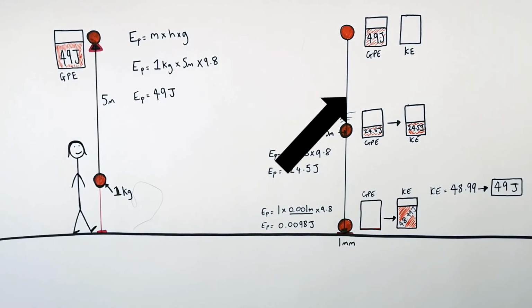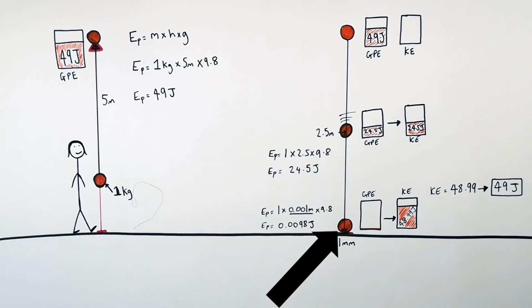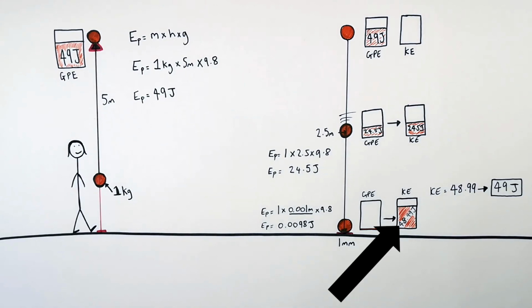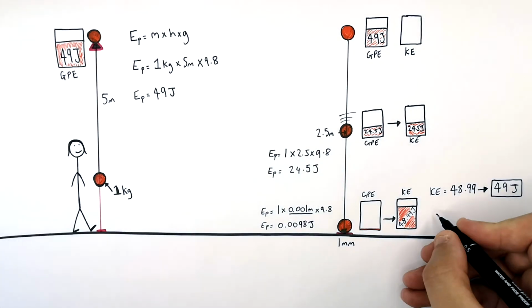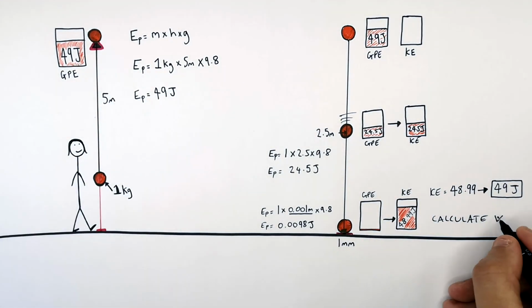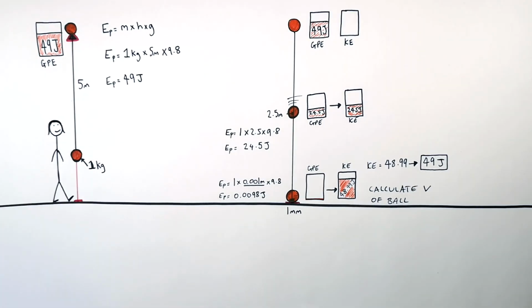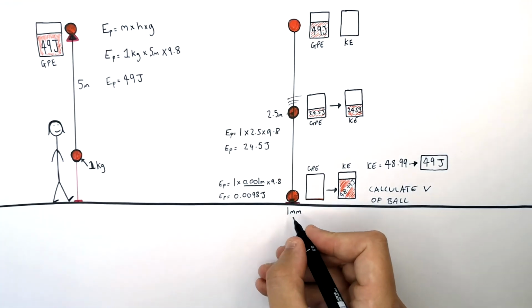So over the course of the 5 meters the ball falls, the energy from its gravitational potential energy store, that's 49 joules, will be completely transferred into the kinetic energy store of the ball as it hits the ground. This is if there's no air resistance. We can use the kinetic energy stored in the ball to work out the speed of the ball as it hits the ground. So we want to calculate the speed of the ball, v.